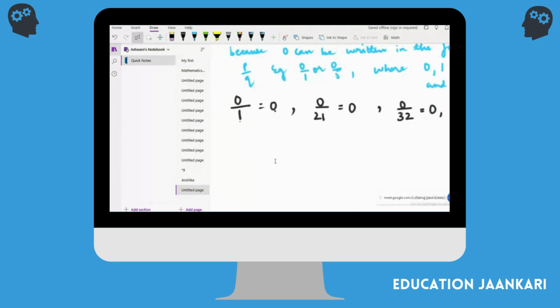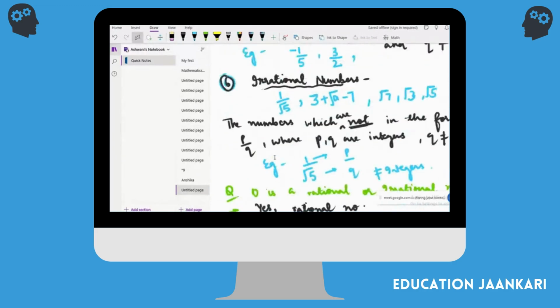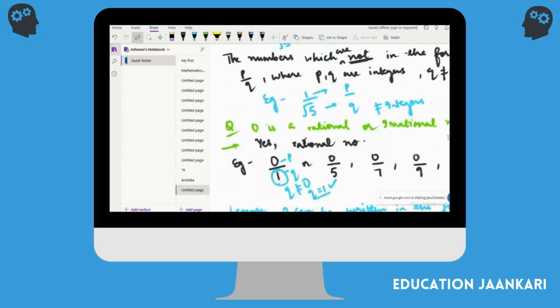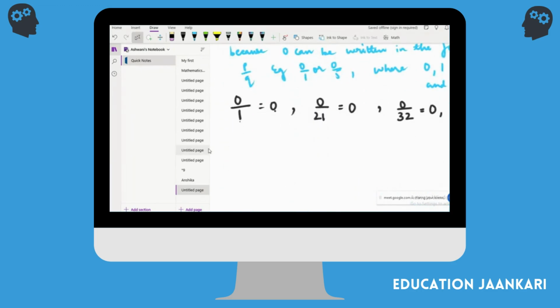So what is the definition of rational numbers, Samya? We will revise it again. Numbers which are in the form of p upon q, where p and q should be integers and q is not equal to 0, right? Okay. So this 0 upon 1, okay, I am taking it.